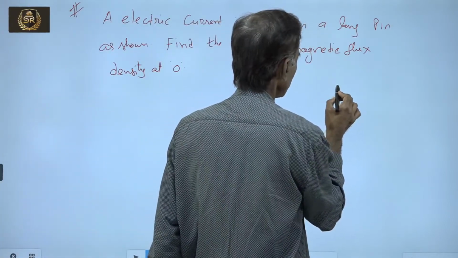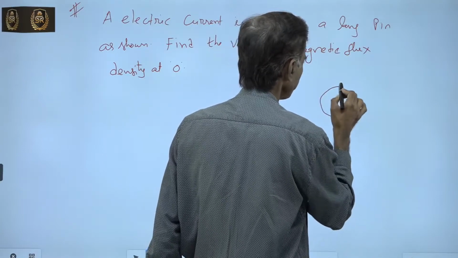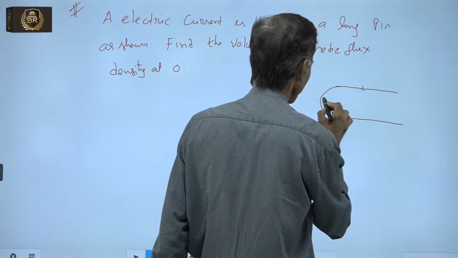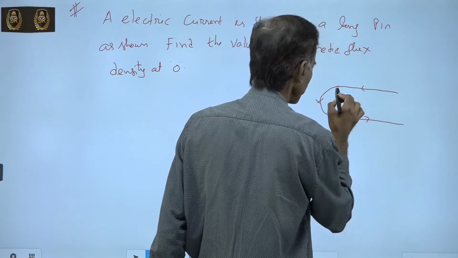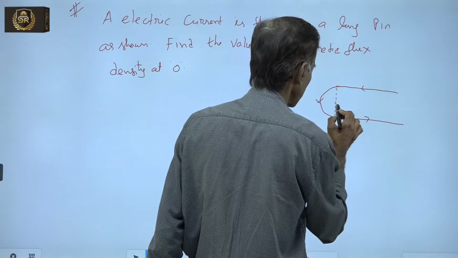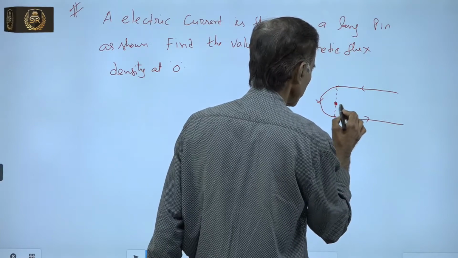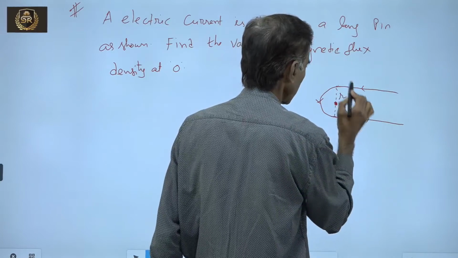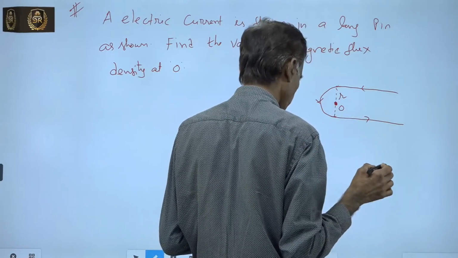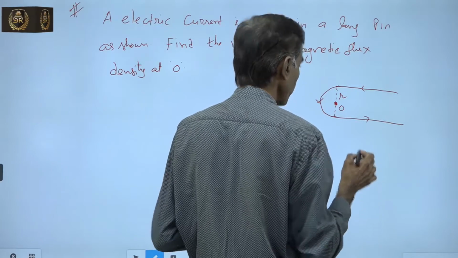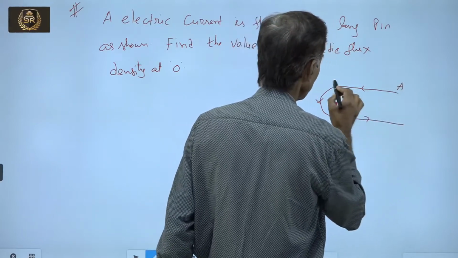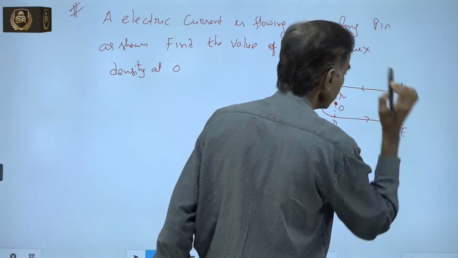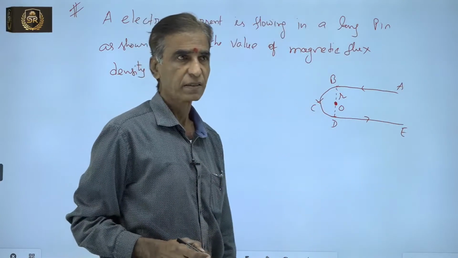So this is the pin, and this is the center O, and the radius is given as r. The points are also given as A, B, C, D and E. That is the pin.